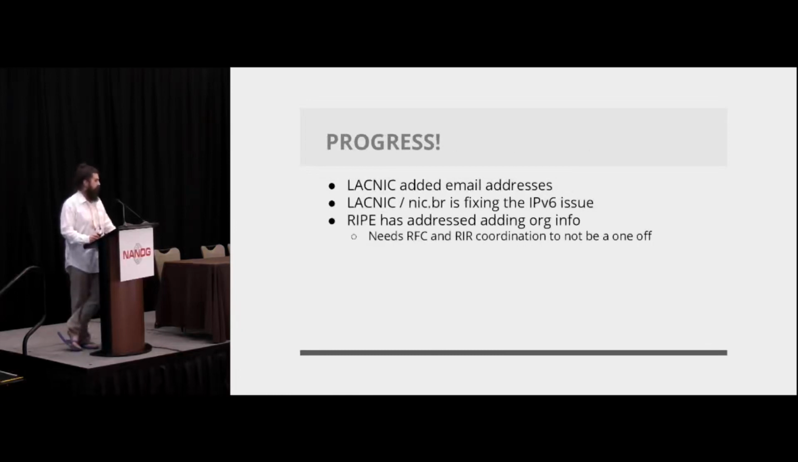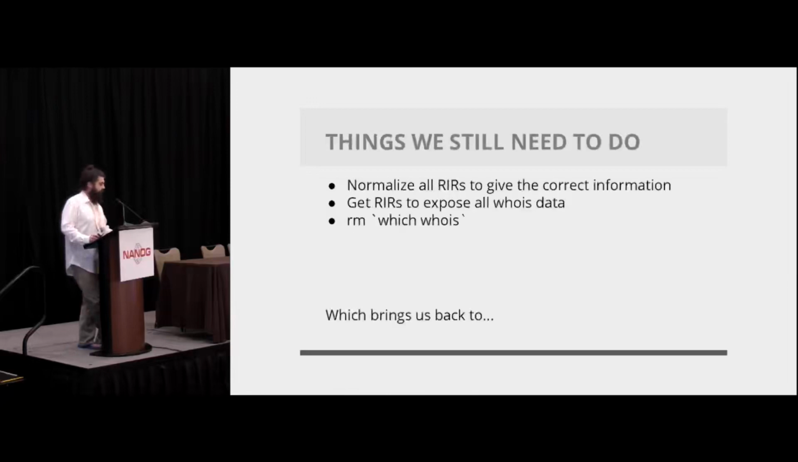So since we started this, LACNIC, within a week, had tested code, rolled it out to beta, and then rolled it to production to add email addresses, except for the v6 server in Brazil. RIPE said they will add organization info, but it's not completely standardized yet, so they want to wait and not start another one-off.